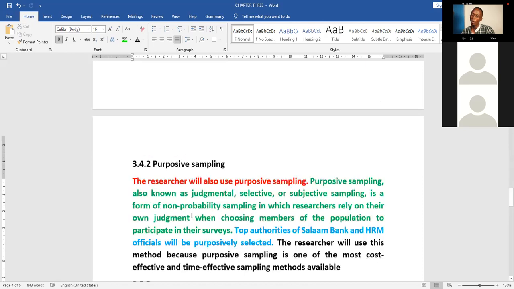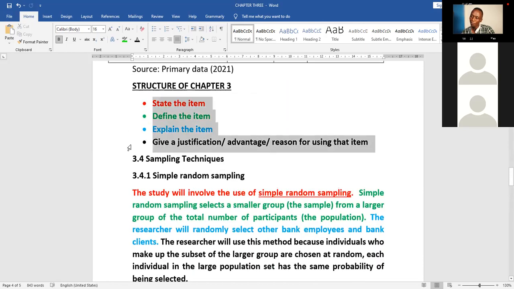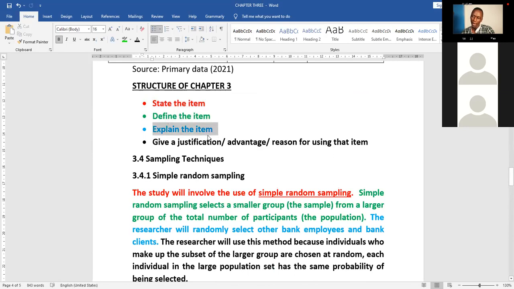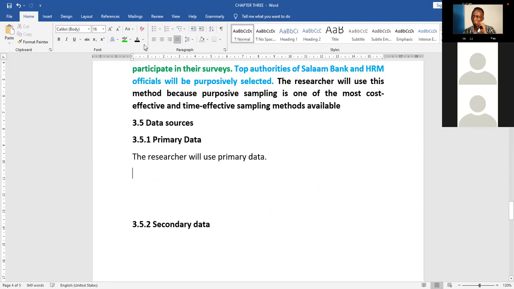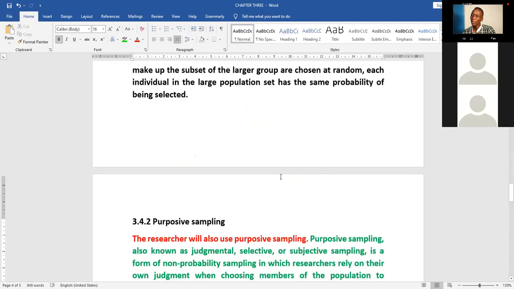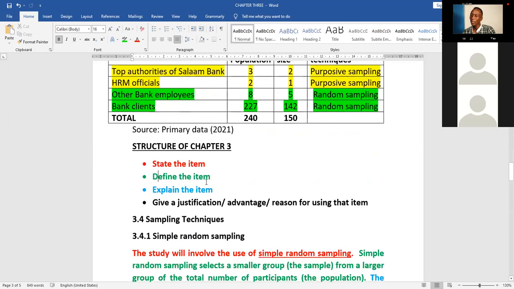Now, how do you do this? Remember, we are supposed to use the same structure. State the item, define the item, explain the item, and give a justification. So let us start by stating the item. We're going to say that the researcher will use primary data. That is stating the item. We have said that the researcher will use primary data. Now, the next thing is to define the item.